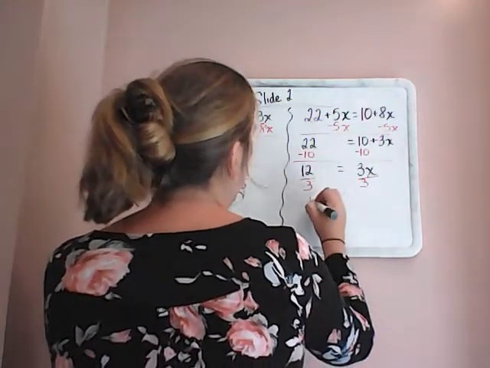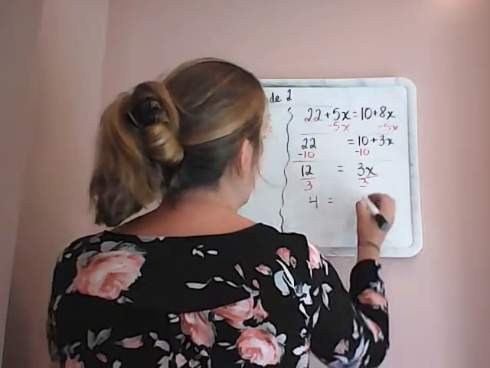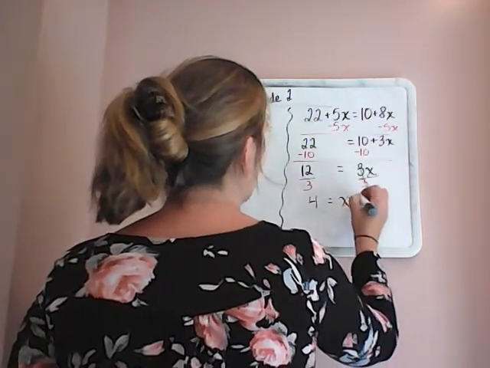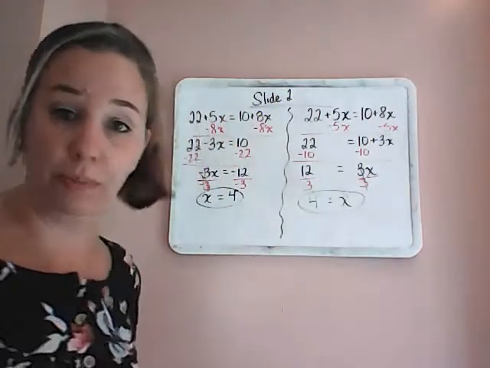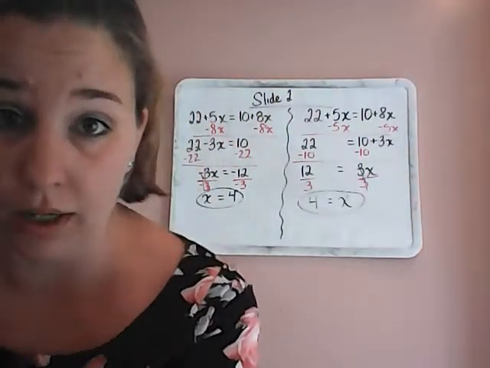12 divided by 3 is 4. Equal sign comes down. And there you have it. So either way you approach the problem, you're going to get 4.